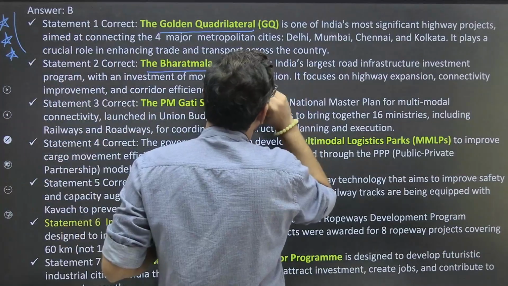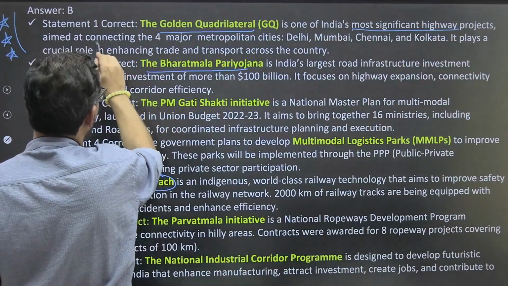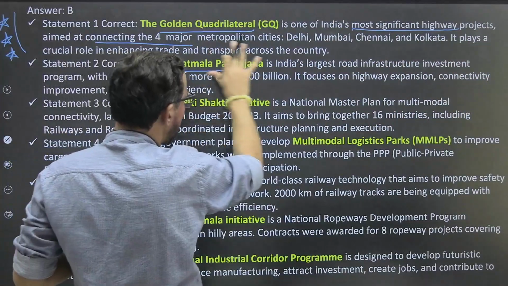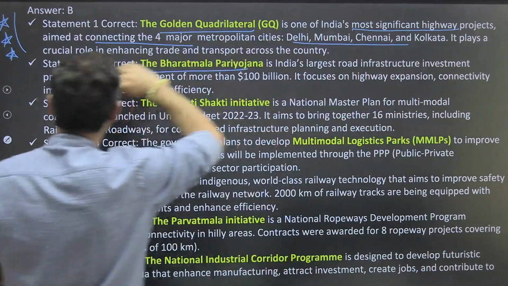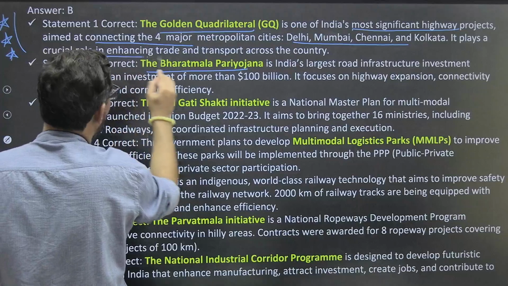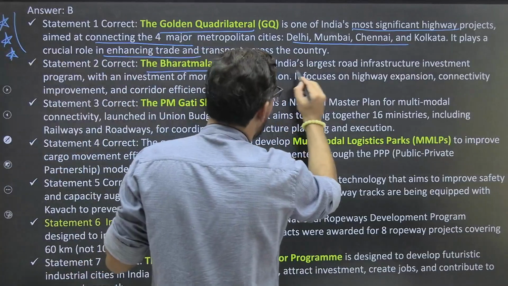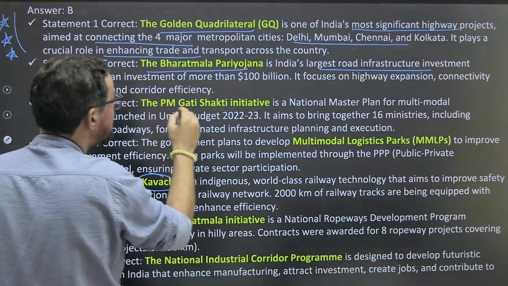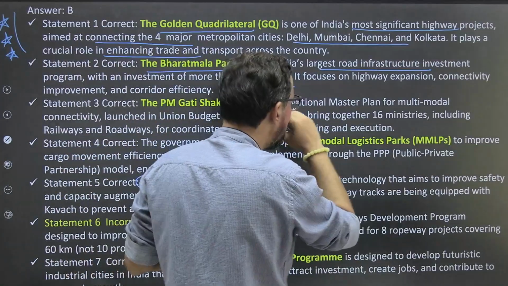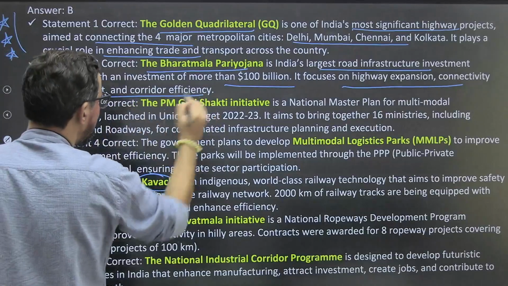Quadrilateral is one of the India's most significant highway project aimed at connecting the major 4 metropolitan cities Delhi, Mumbai, Kolkata and Chennai. It plays a crucial role in enhancing trade and transport across the country. Second one, Bharatmala project is India's largest road infrastructure investment program, which investment is more than 100 billion US dollar. Focus on highway expansion, connectivity improvements, and corridor efficiency.